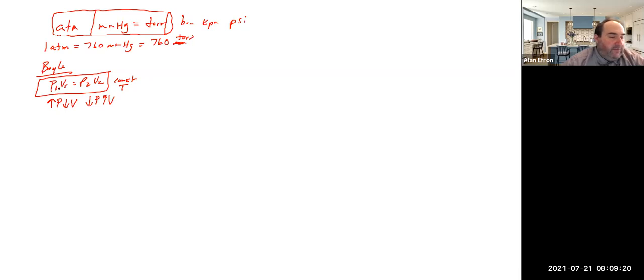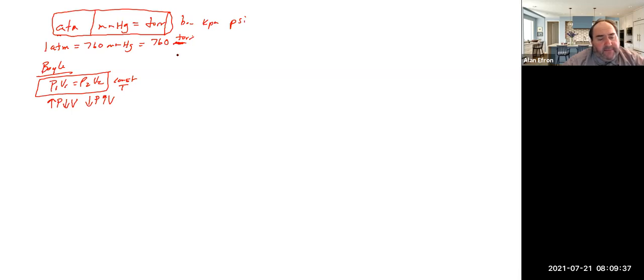In terms of units, we're good on any units in this formula as long as they are the same on both sides. If you have two pressures, they need to be the same units. If you have two volumes, they need to be the same units. But you can use any units you like in there.